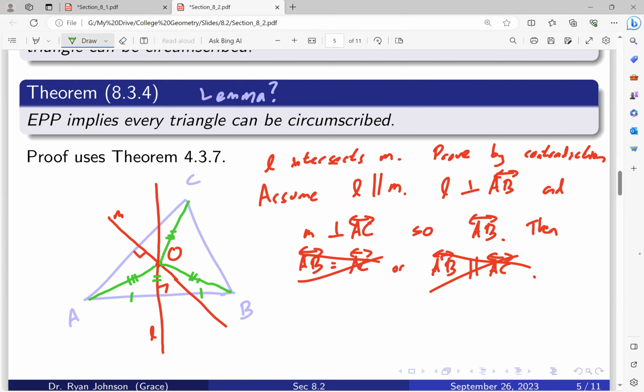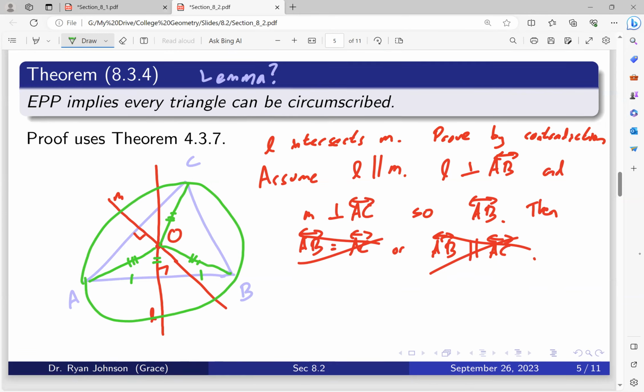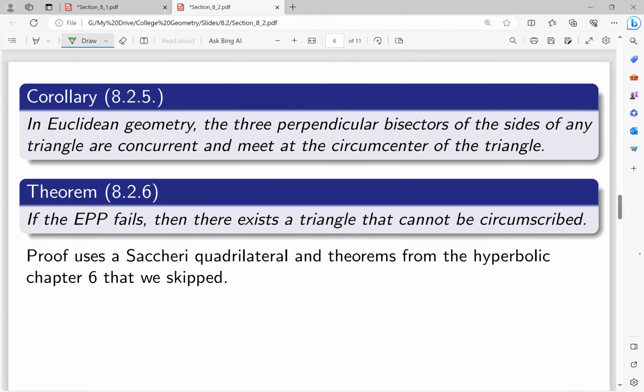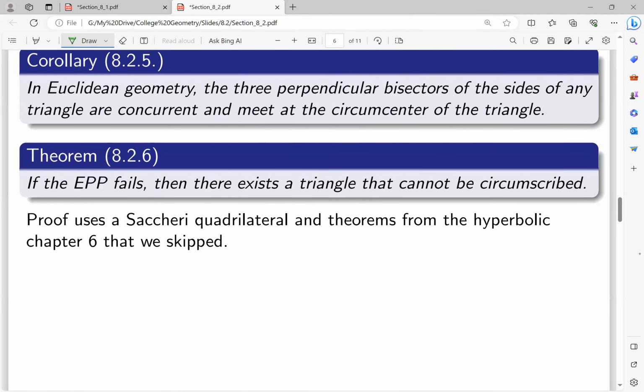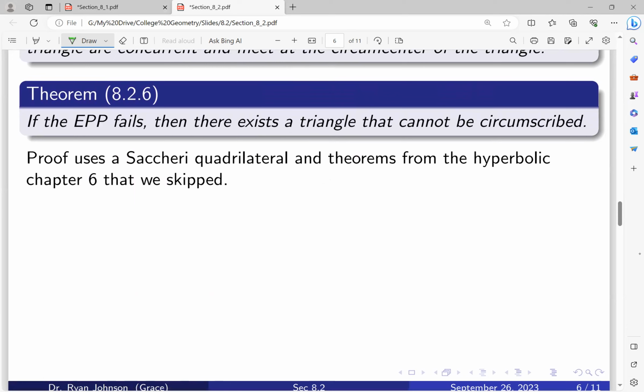But then I have three lengths that are all the same. That means that A, B, C are part of the same circle because circles are just distance. Okay, so then that's done. So then the corollary is that in Euclidean geometry, the three perpendicular bisections of the sides of any triangle are concurrent, at the circumcenter of the triangle. Okay, if the EPP fails, then there exists a triangle that cannot be circumscribed. So we're kind of doing the contrapositive.